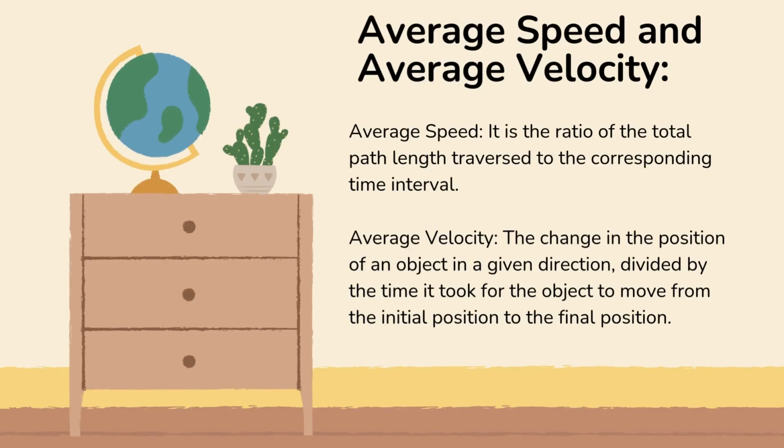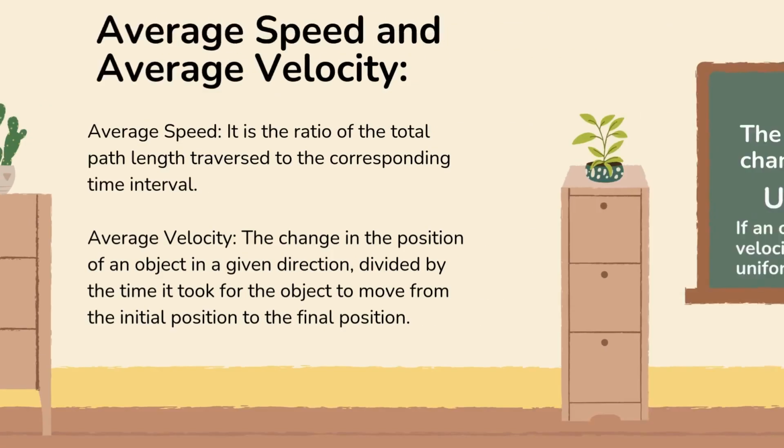Average speed and average velocity. Average speed is the ratio of the total path length traversed to the corresponding time interval. Average velocity is the change in the position of an object in a given direction, divided by the time it took for the object to move from the initial position to the final position.